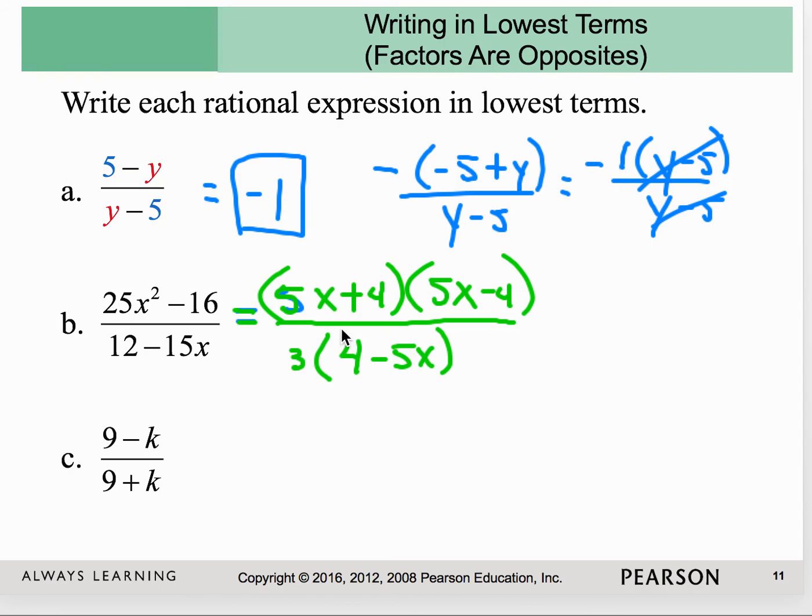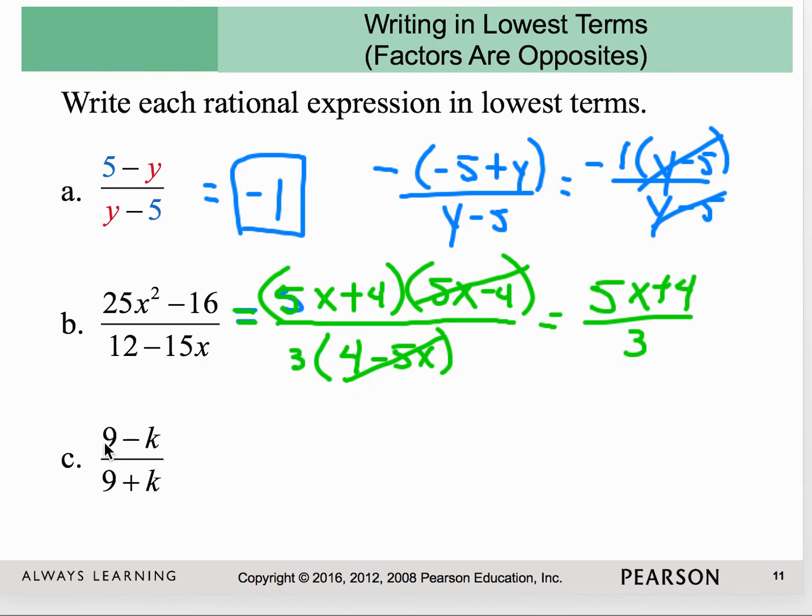Okay, I'm looking to see if anything's the same on the top and the bottom, and I notice, oh, well, maybe none of them look like they're exactly the same. Let's see if they're opposites. Positive 5x, negative 5x, positive 4, positive 4, those aren't opposites, right? Positive 5x, negative 5x, negative 4, positive 4. These are opposites. Does that make sense? Everything has to be opposite, not just part of it. So that'll cancel and leave 5x plus 4 over 3.